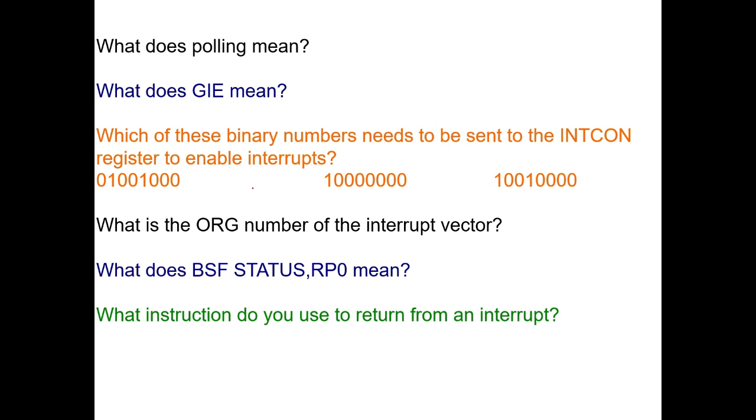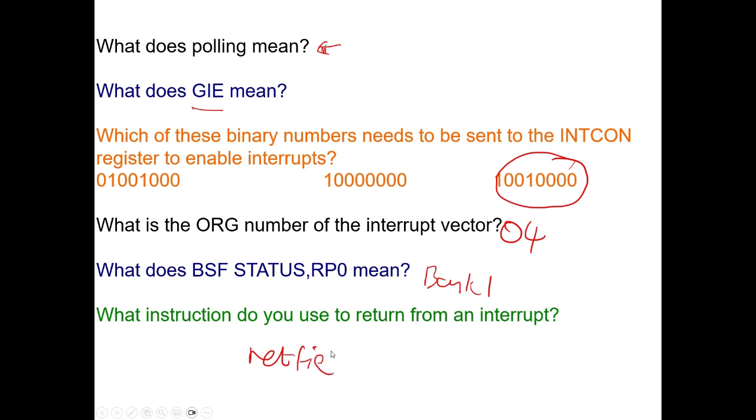Okay, well done. So you've got polling, which is the slower way of doing an interrupt. So something like if you were an aircon system in a building, you could use polling. It checks every so often is the temperature above a certain thing. You would not want polling for a fire alarm, you need an interrupt. GIE is your global interrupt enable. As you know, the INTCON register's bit 7 and bit 4. The ORG number's 04, bank 1. And what instruction do you return? RETFIE. Return from interrupt enable. Okay.